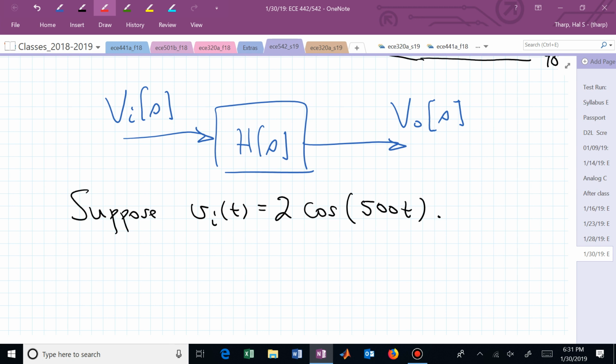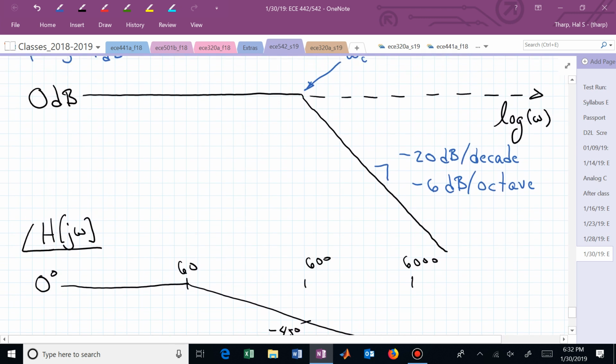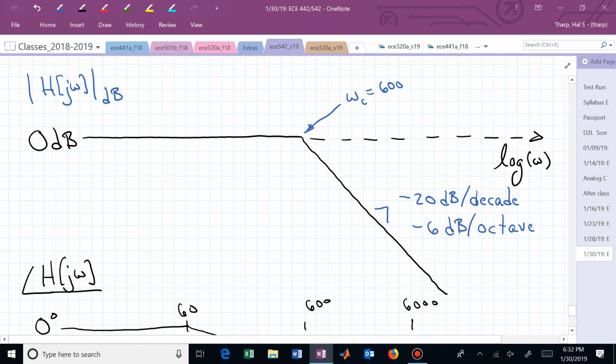In radians per second, what is it? It's 500. This is now the frequency of this sinusoid, 500 radians per second. And we can now go back here and say, oh, I now know how the magnitude and the phase of the output is going to be related to this input because I have the Bode plot, or I have the transfer function in my system.